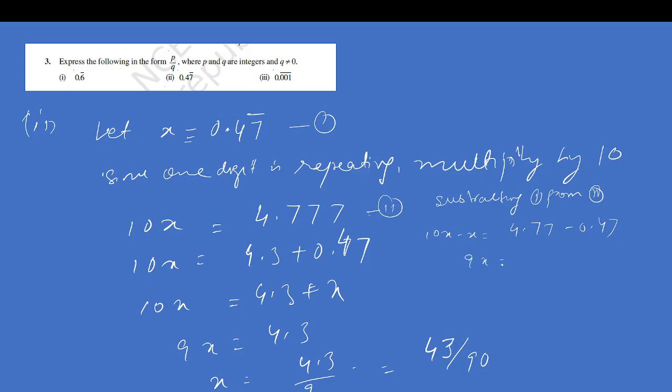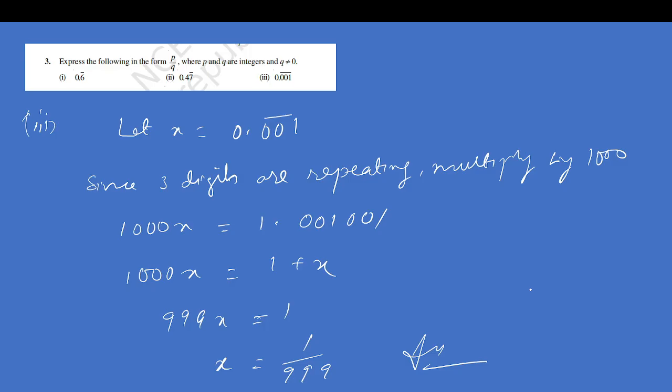So 9x is equal to 4.3, or x is equal to 4.3 by 9, which is 43 by 90. So this is p by q. I hope you are getting it, but still I will solve another one.